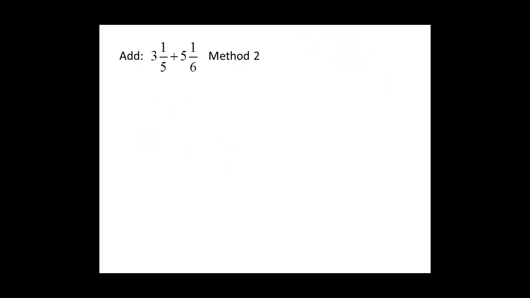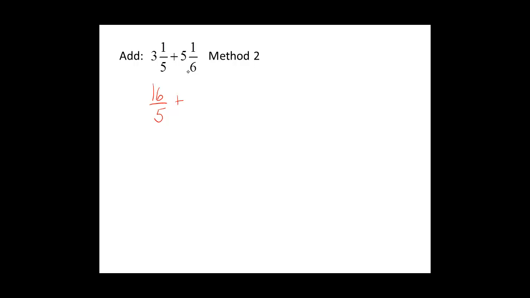Add 3 and 1/5 plus 5 and 1/6 using method 2. For method 2, we're going to change the mixed numbers into improper fractions and then add. So let's change this into an improper fraction. The whole number 3 times the denominator 5. 3 times 5 is 15, plus the numerator is 16. So our numerator is 16 and our denominator stays the same.